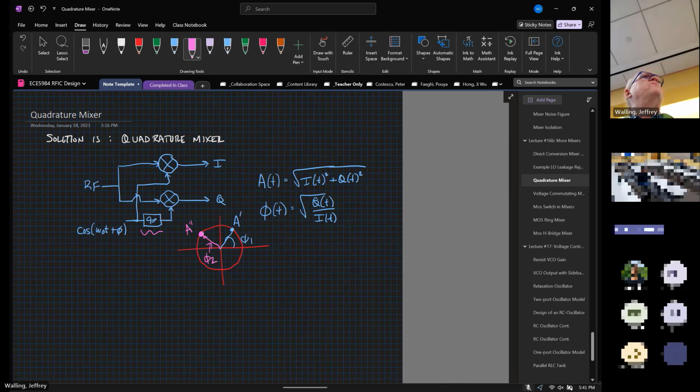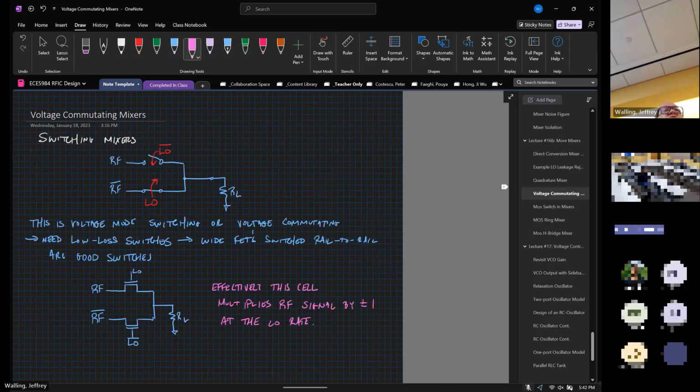Okay, now the discussion over the last couple of slides primarily had to do with the fact that we had to worry about flicker noise, and when we're talking about flicker noise, we're talking about transistors that are DC biased. They have an average current flowing through them. Those are active mixers generally. We can also make what we call voltage commutating mixers or switching mixers.